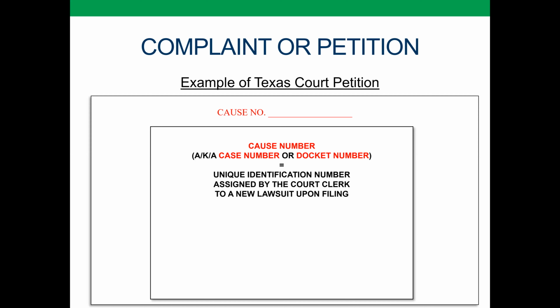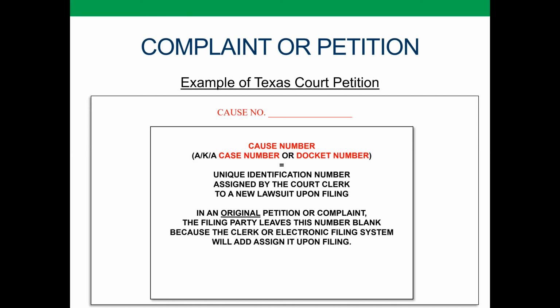So you leave it blank on an original petition for filing. But after that, you'll know what the number is, and that blank will then be typed in with the appropriate cause number for the rest of the case.